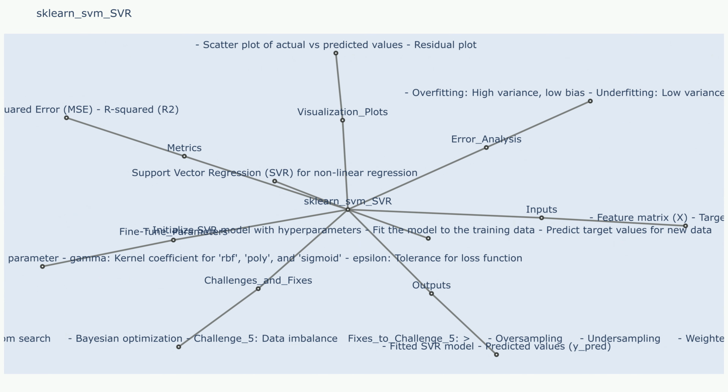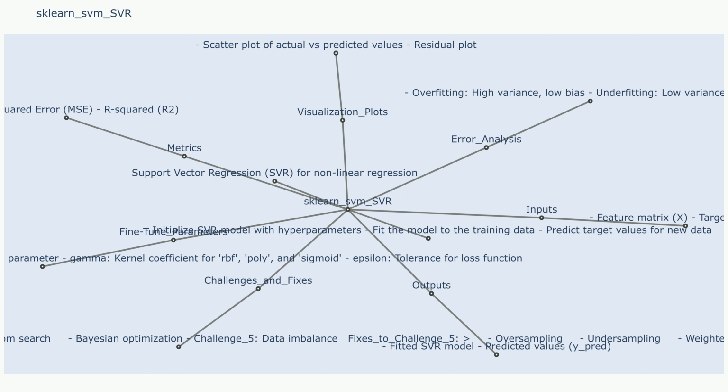R squared, R2, represents the proportion of variance in the target variable explained by the model. Higher values indicate a better fit. Mean absolute error, MAE, measures the average absolute difference between predicted and actual values.